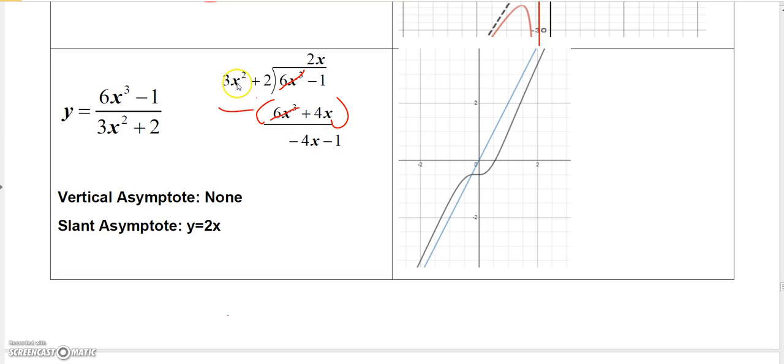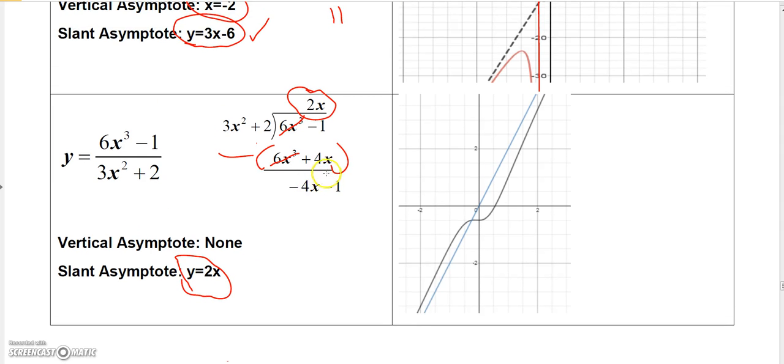Well, since the degree of this is actually larger than the degree of this, I can't really multiply this by anything to give me minus 4x. So this is as far as I can go. So in this example, my slant asymptote would just be the line y equals 2x. So remember, your slant asymptote is just the quotient. It doesn't matter what the remainder is. So the slant asymptote is the quotient.